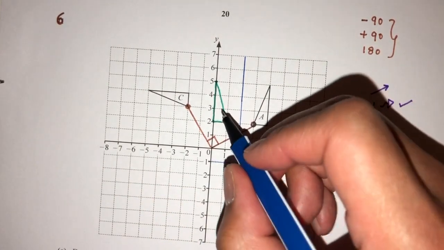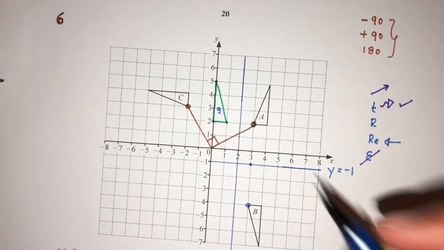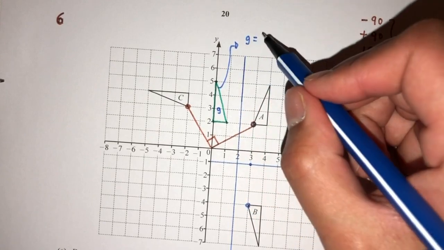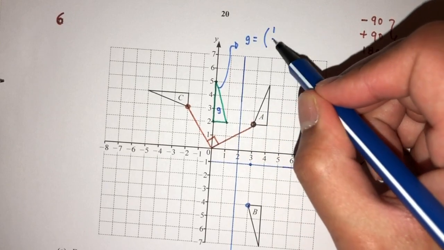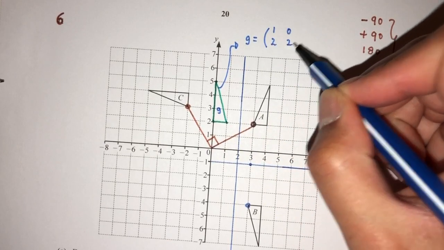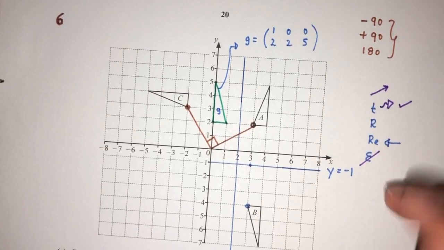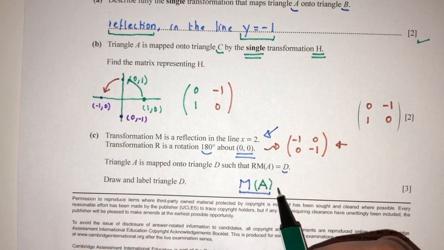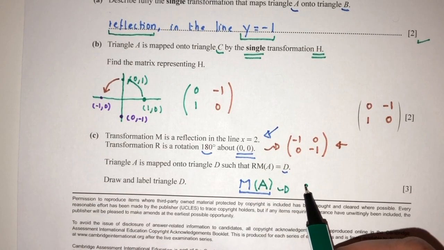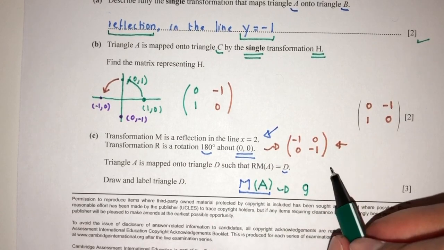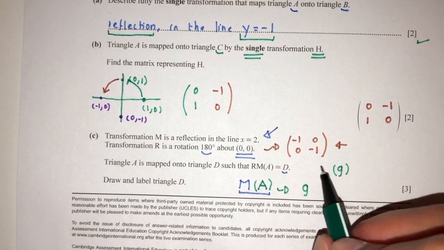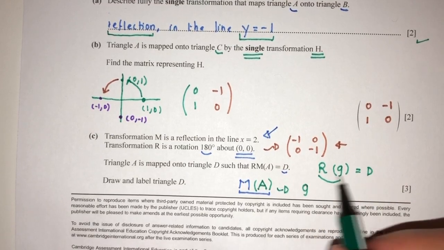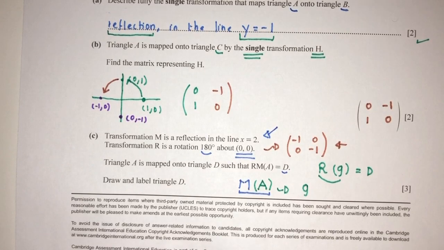Now let's call this the triangle G. Of course you don't need to, that's just to help you right now. So what are the points of G? The points of G are (1, 2), (0, 2), and then (0, 5). That's the points of G. Now, we know this has become the triangle G, right? So right now what do we have? We have R applied to G will give you D. So we have to do this one finally to find my triangle D.